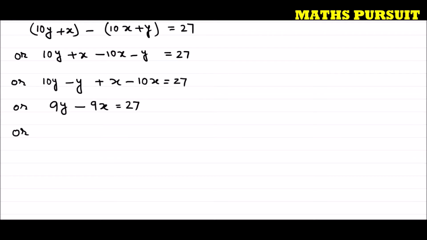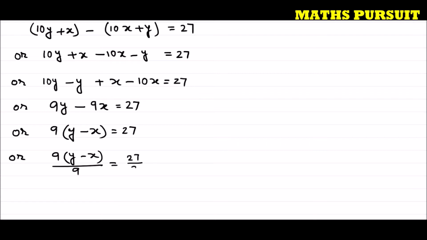Now taking 9 as common, you could see that in 9y minus 9x, 9 is common. So taking 9 as common, I can write 9 into y minus x is equal to 27. Or I can write 9 into y minus x divided by 9 is equal to 27 divided by 9.